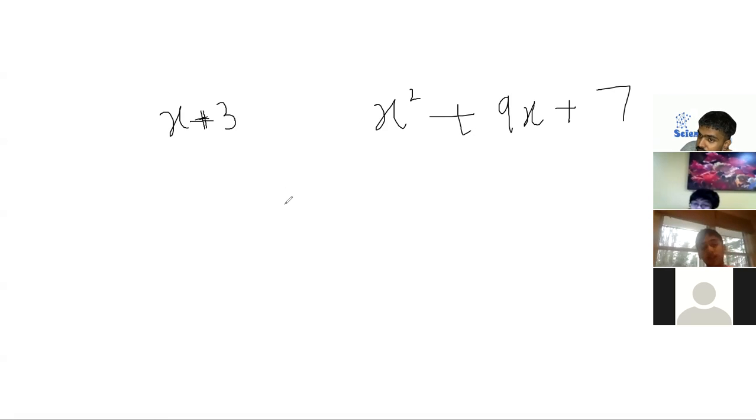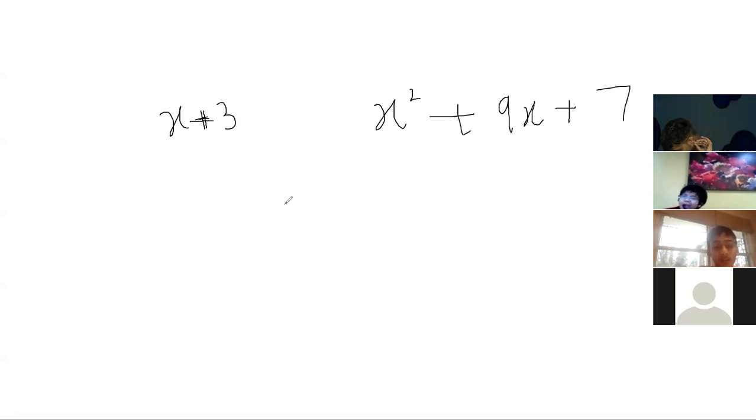That's a plus sign, right? Yeah, plus sign. And in the middle, there's an equal sign that you just didn't write, right? I'm just making sure. So x squared plus 9x plus 7.